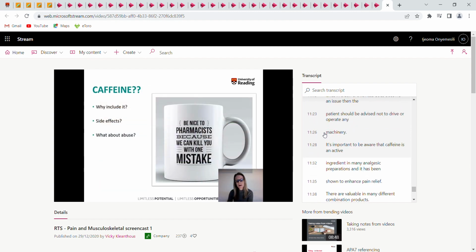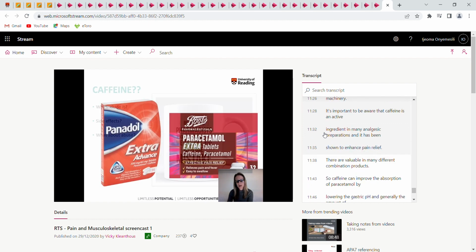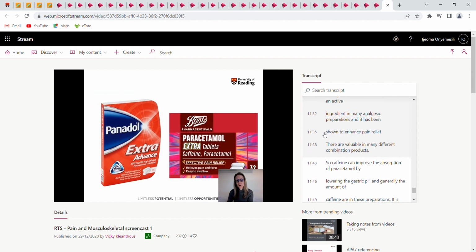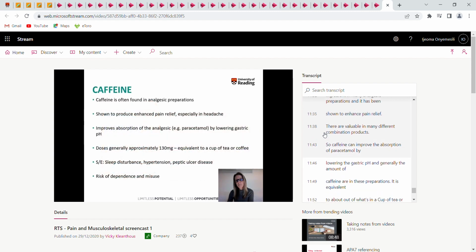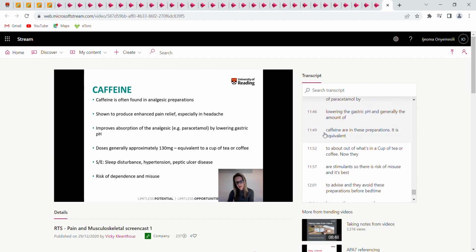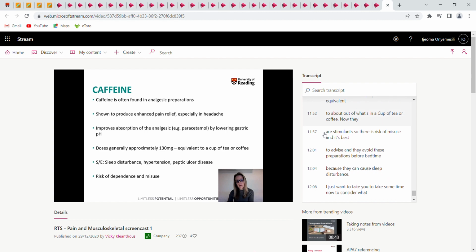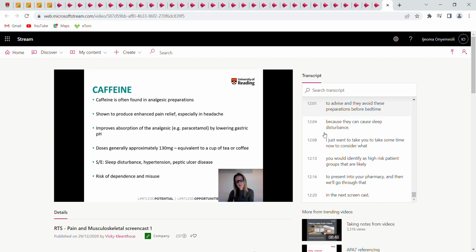It's important to be aware that caffeine is an active ingredient in many analgesic preparations, and it has been shown to enhance pain relief. They're available in many different combination products. Caffeine can improve the absorption of paracetamol by lowering the gastric pH, and generally the amount of caffeine in these preparations is equivalent to about what's in a cup of tea or coffee. Now they are a stimulant, so there is risk of misuse, and it's best to advise that they avoid these preparations before bedtime because they can cause sleep disturbance.